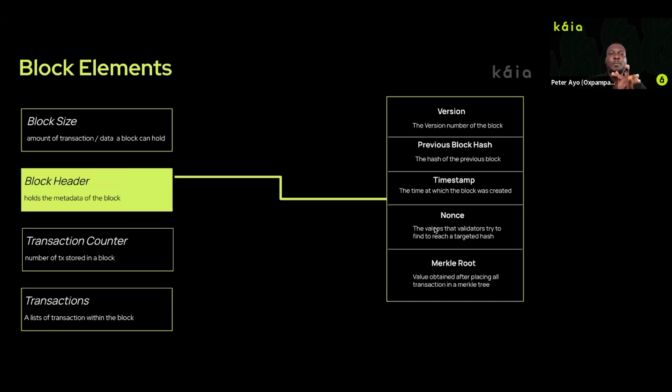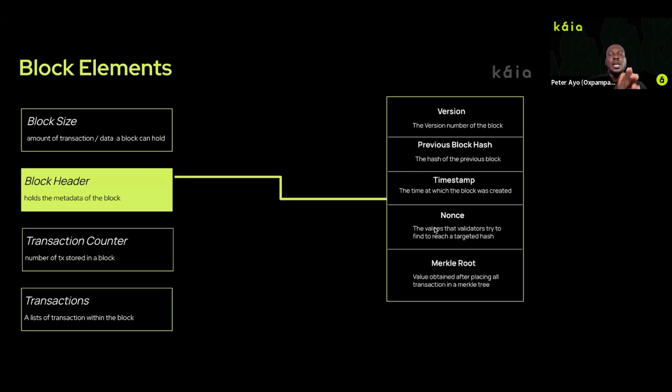Moving forward, in a block we also have the transaction counter. The transaction counter is the number of transactions stored in a block, whether a block can hold up to 5 transactions or up to 4,000 transactions and so on. And then we also have transactions.